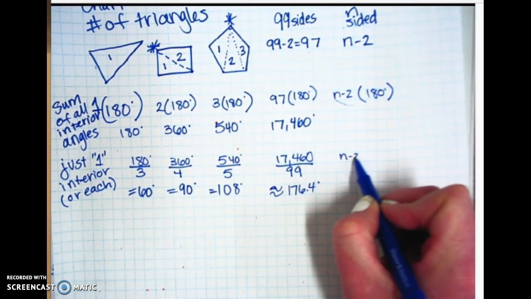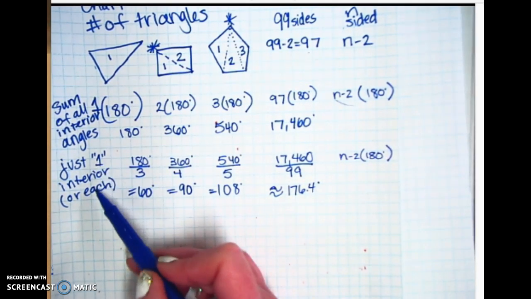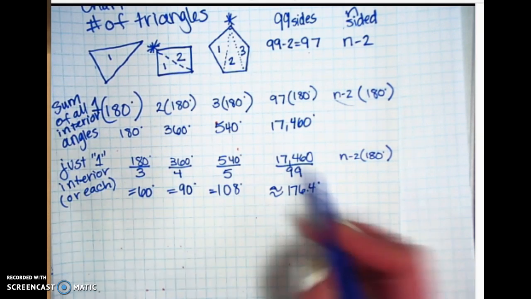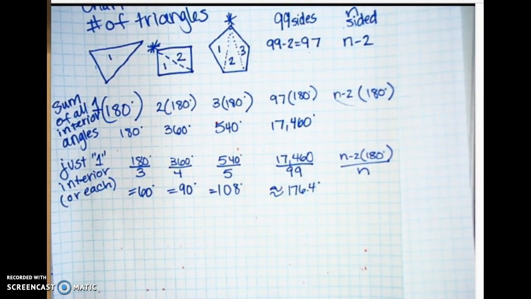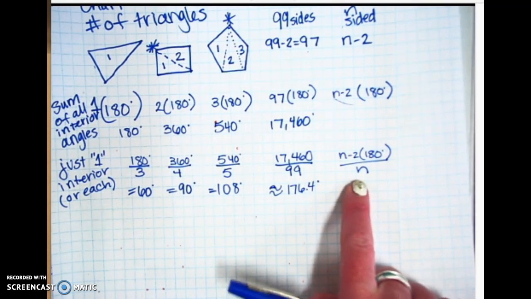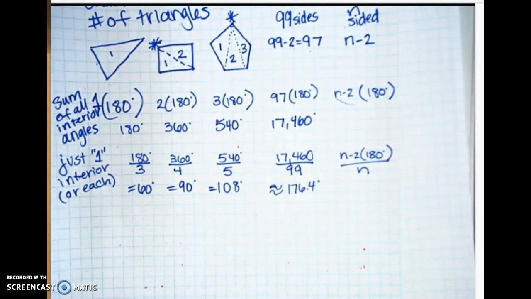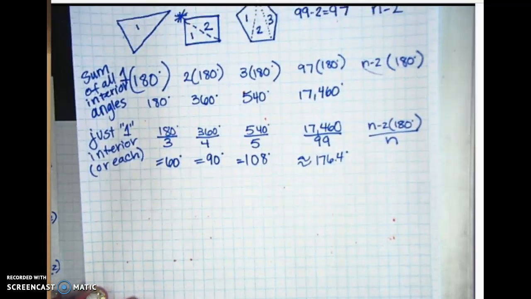So if we have n minus 2 times 180, all you need to do to get one of them is divide that by the number of sides, n. So the number of sides gets plugged into this twice. It's plugged in here, subtract 2, multiply it by 180, then divide by the number of sides again. Okay?